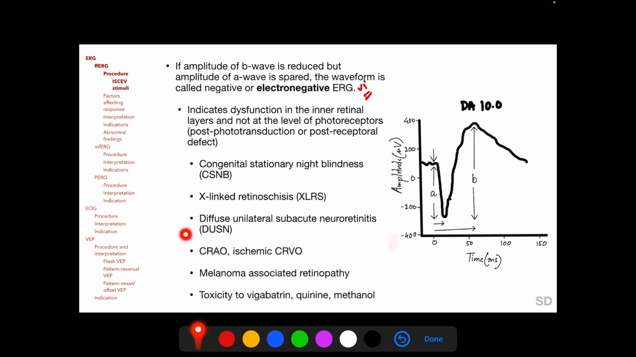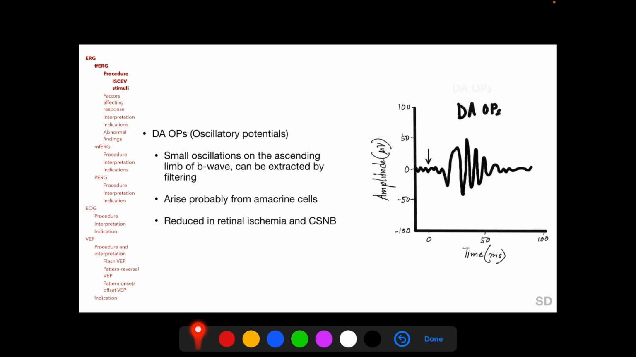And the list of diseases in which the ERG is typically electronegative is important and includes congenital stationary night blindness, X-linked retinoschisis, diffuse unilateral subacute neuroretinitis, central retinal arterial occlusion, ischemic CRVO, melanoma-associated retinopathy, and toxicity to certain drugs including methanol.